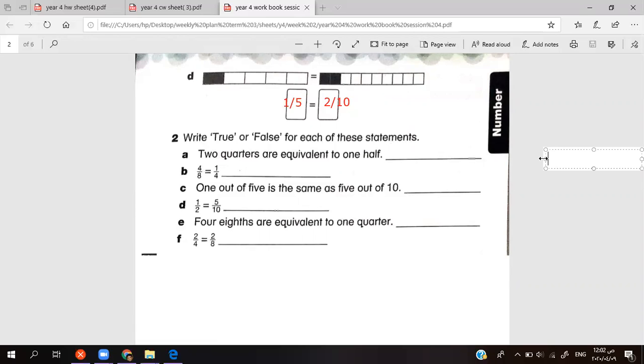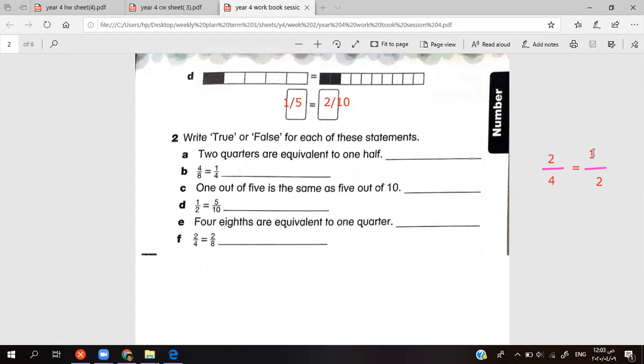Let's write it out. 2 over 2 quarters. So 2 over what? Quarter is a what? Is a 4. 2 over 4. And the other one equivalent to 1/2, which means a half. Is it equal to a half? Let's see. Here 1 over 2. Is 2 quarters equivalent to a half?